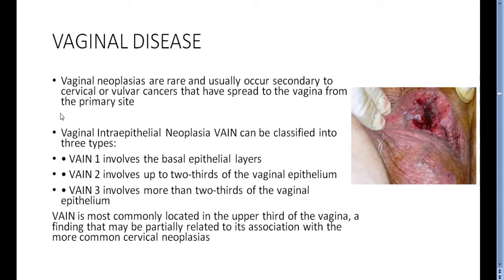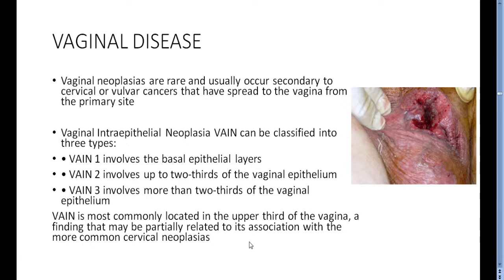If it involves 1/3 or just the basal epithelium, it might be VAIN 1. If it involves up to 2/3 of the vaginal epithelium, it is considered VAIN 2, and VAIN 3 involves more than 2/3 of the vaginal epithelium. VAIN is most commonly located in the upper third of the vagina. Findings may be particularly associated with cervical cancer.